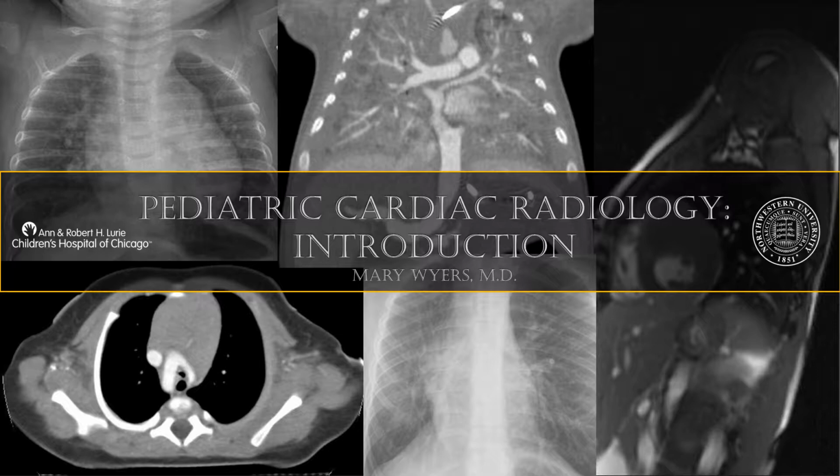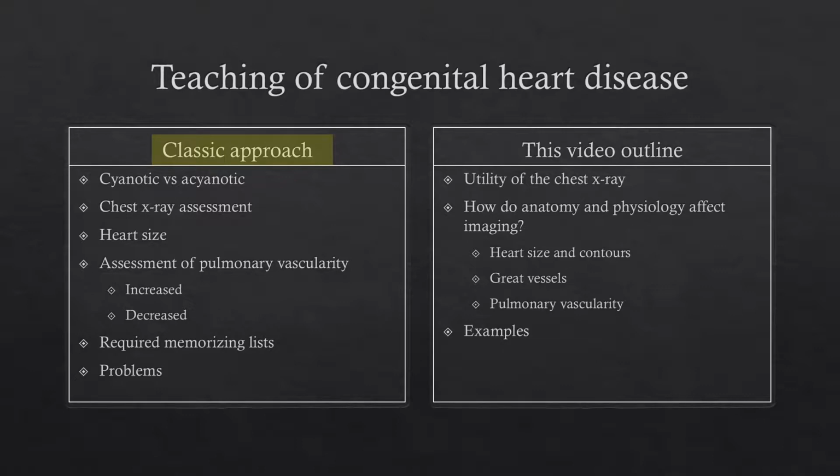This video will go through an introduction to pediatric cardiac imaging designed for the radiology resident. The classic approach to teaching congenital heart disease required a knowledge of whether a patient was cyanotic or acyanotic, an assessment of heart size, and whether the pulmonary vascularity was increased or decreased. This led to a chart-like approach in memorizing lists of different conditions based on these features. However, there were many problems with this approach. Many congenital heart lesions did not fall neatly into these categories and were difficult to assess in the neonate.